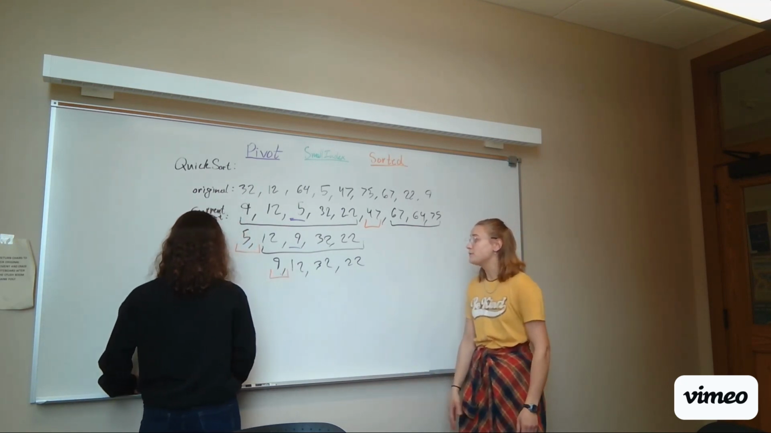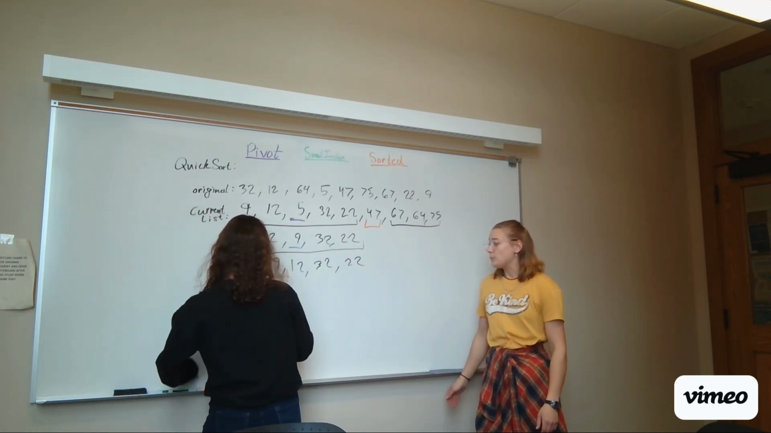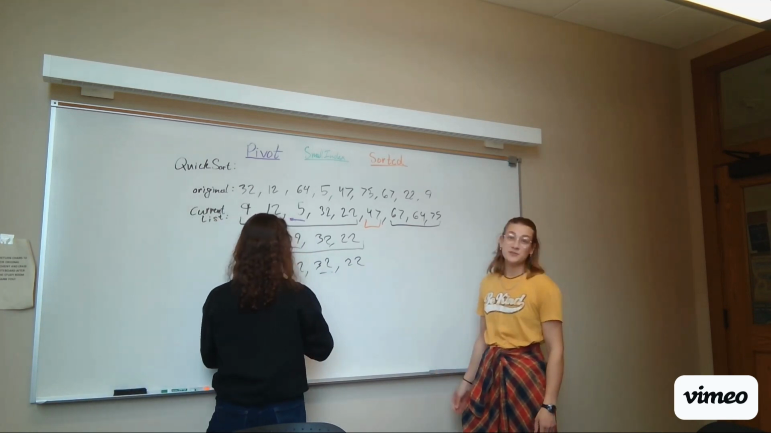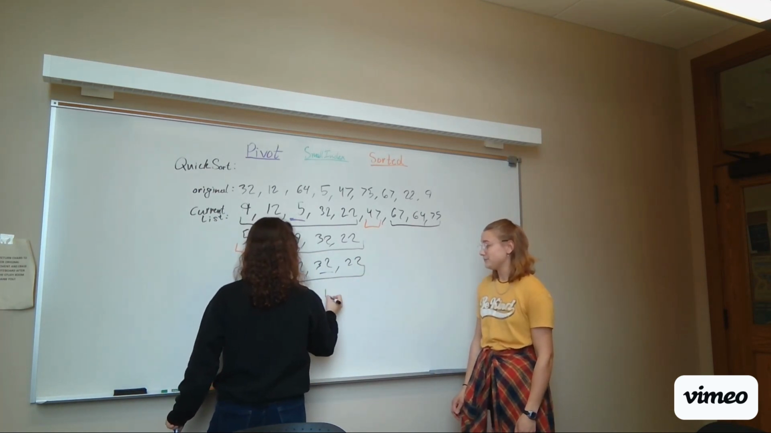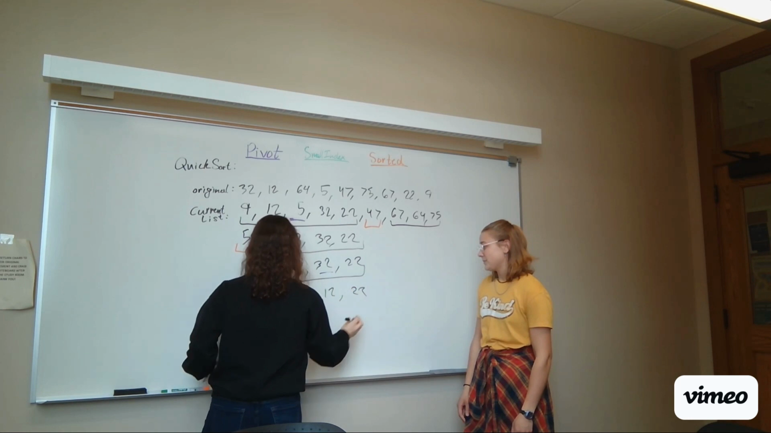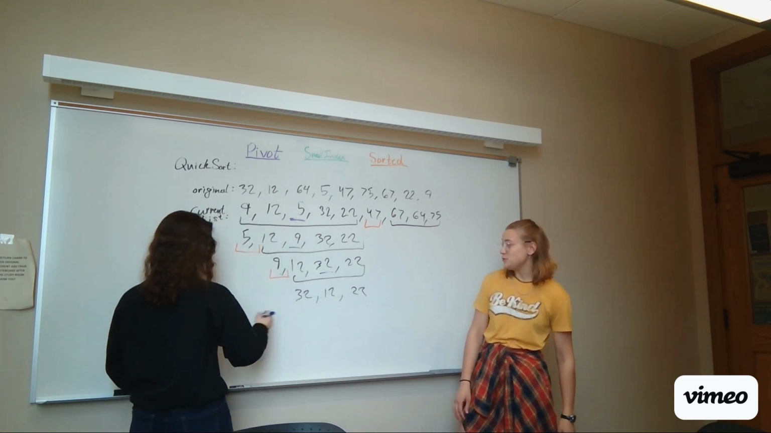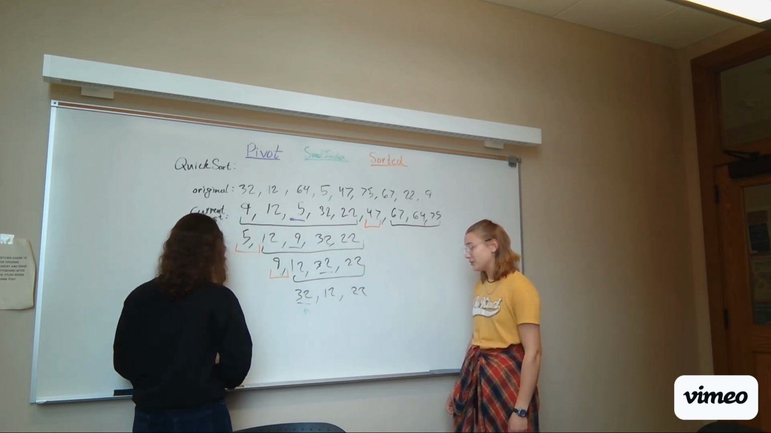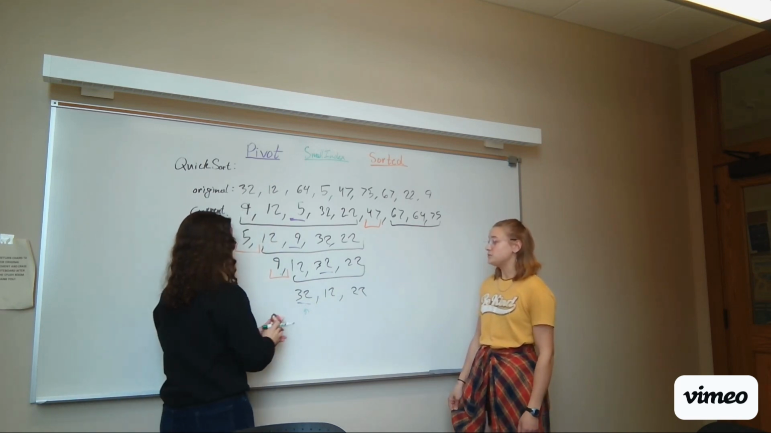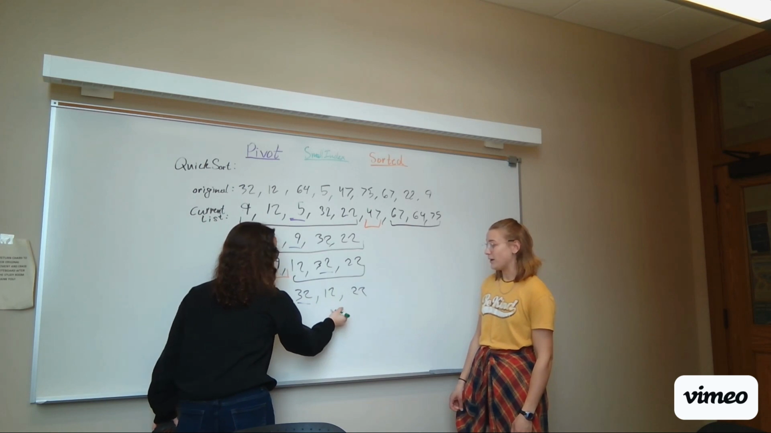We have 12, 32, 22. Our pivot becomes 32. We move it to the front of the list. We compare 32 with 12. 12 is obviously smaller than 32. So we swap 32 and 12.